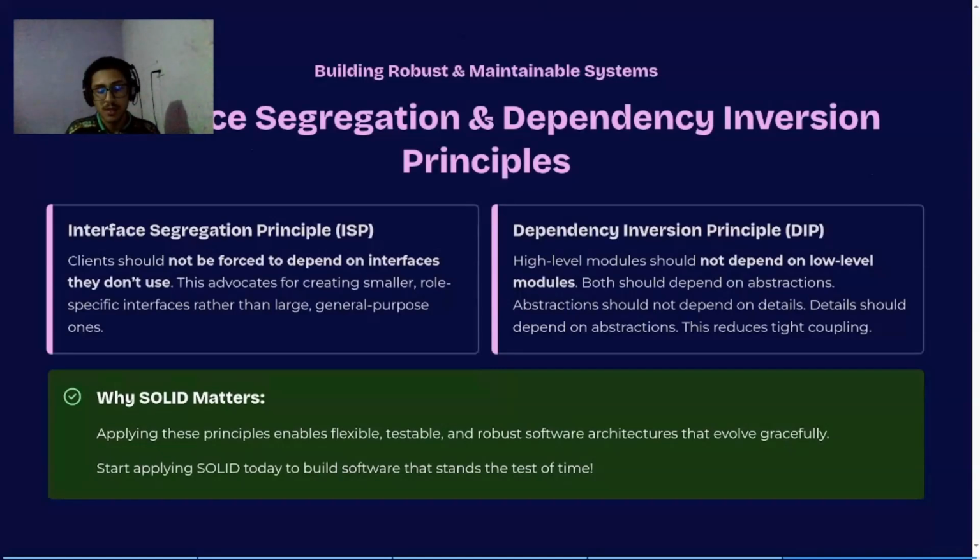It's necessary. And the dependency inversion principle, the DIP: high-level modules shouldn't depend on low-level modules. Both should depend on abstractions, for example, interfaces. Use interfaces to depend on abstractions. This reduces coupling.